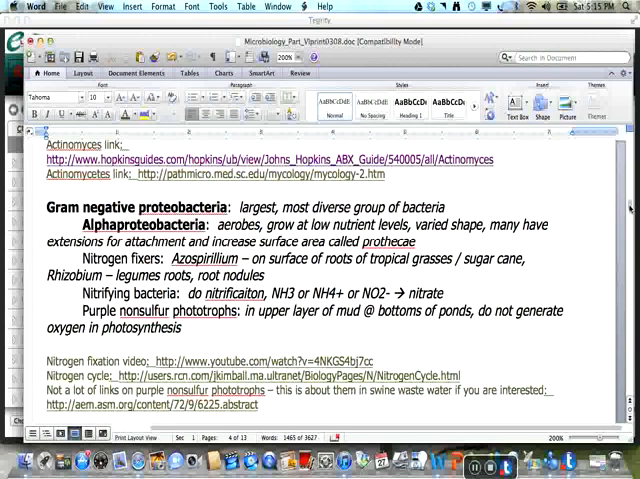The gram-negative proteobacteria are the largest and most diverse group of bacteria. The first subgroup is the alpha proteobacteria. They are aerobes who grow in various shapes at low nutrient levels. Many have extensions for attachment and increased surface area called prosthecae. The nitrogen fixers, such as Azospirillum, grow on the surface of roots of tropical grasses and sugarcane. The Rhizobium forms root nodules on legume roots. Both of these are needed for nitrogen fixation by the plant.